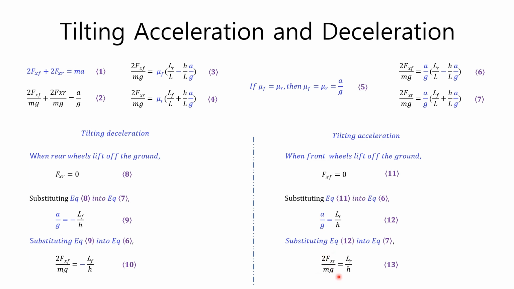Now that we have obtained the tilting acceleration and tilting deceleration for driving and braking, let's find the optimum acceleration distribution line.